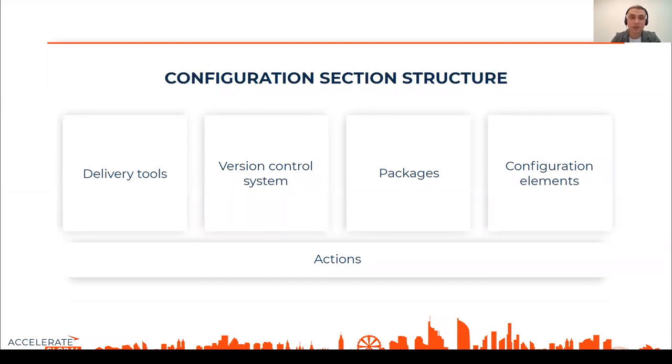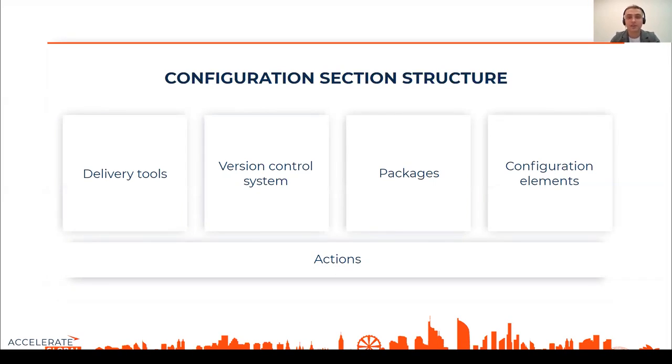If we have a look at the configuration structure, it can be split into the following logical blocks. First of all, the configuration elements. These are the configurable Creatio components, namely the building blocks of the functionality you develop. Packages are the containers that allow you to group configuration elements that implement a specific set of functions. The delivery tools allow you to export or import the functionality, and transfer it to or from environments.